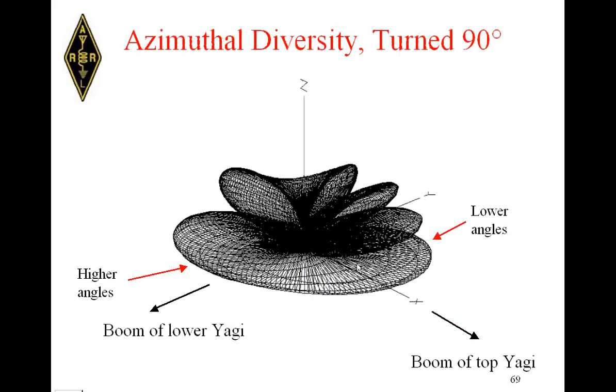This is a really cool 3D depiction of a stack where one is pointed 90 degrees from the other. The low angle. It takes a little while to understand this because it's pretty complicated, but it's a really cool pictorial. These are the low angles, hence the high Yagi is most influential there. These are higher takeoff angles where the boom of the lower Yagi is the one with most influence.